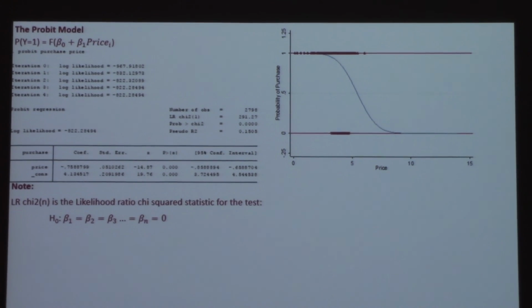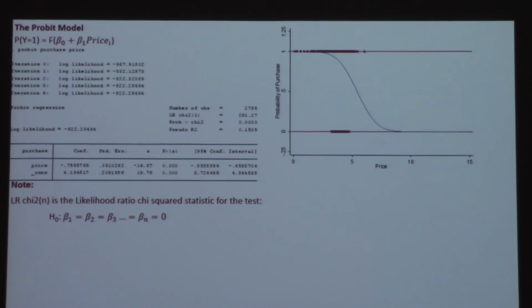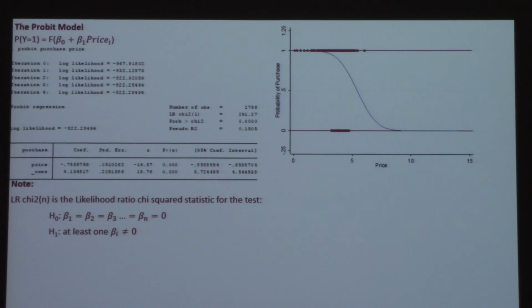All right, so essentially what the likelihood ratio test says is if we assume all the independent variables are 0, we run that regression, and we compare it to a regression in which at least one of the independent variables is non-zero, is the likelihood ratio statistic any different? So it's a kind of a formal hypothesis test, and that gives you that LR chi2 statistic.